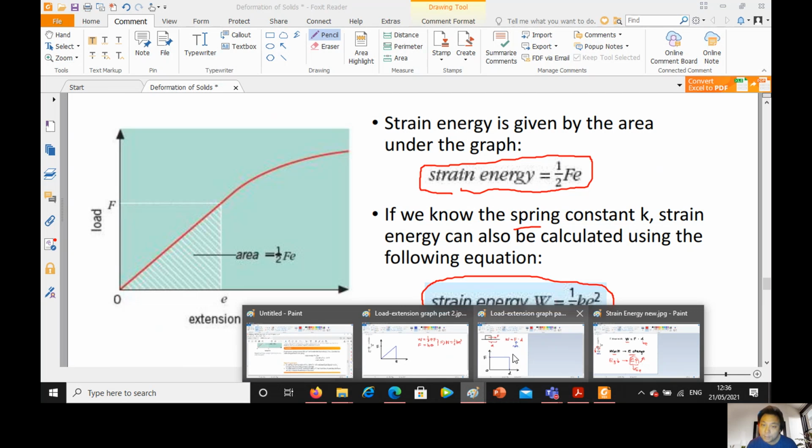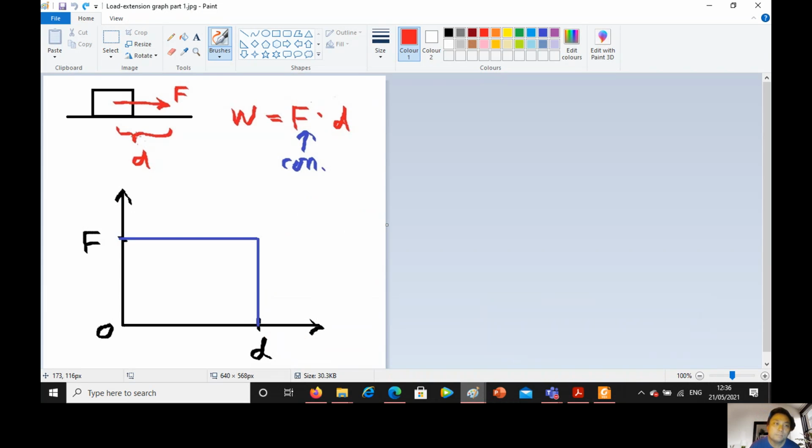Let's have a look at this example. We have a little item that looks like a box, put on the surface, and I apply a force. Of course, because of the force, it will move a distance of d. GCSE physics already said work equals F times d. In this case, let's say that F is constant.